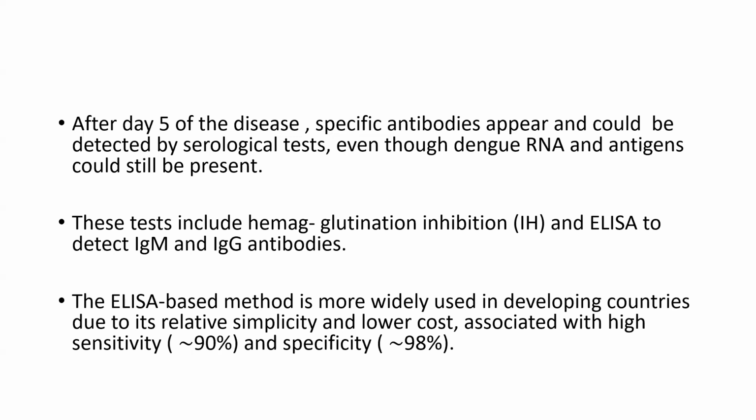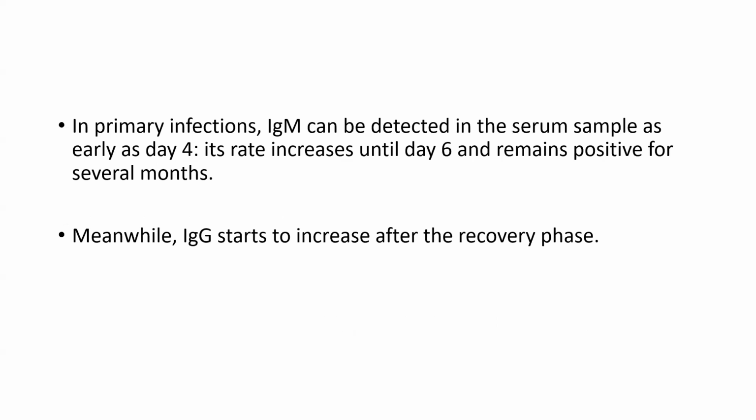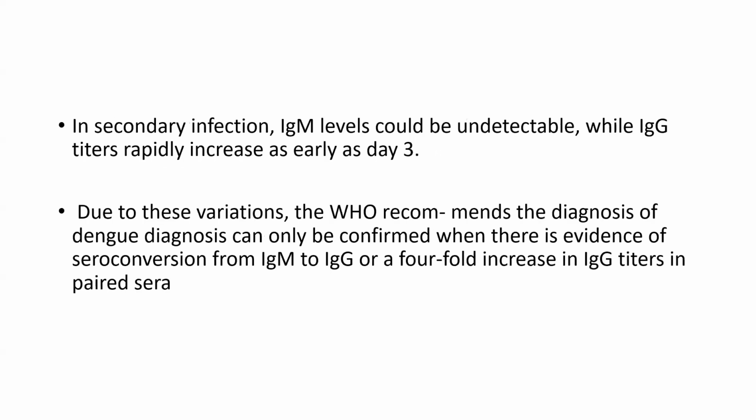90% and specificity 98%. In primary infection, IgM can be detected in serum samples as early as 4 days. Its rate increases until day 6 and remains positive for several months. Meanwhile, IgG starts to increase after the recovery. In secondary infection, IgM level could be undetectable while IgG titers rapidly increase as early as day 3.